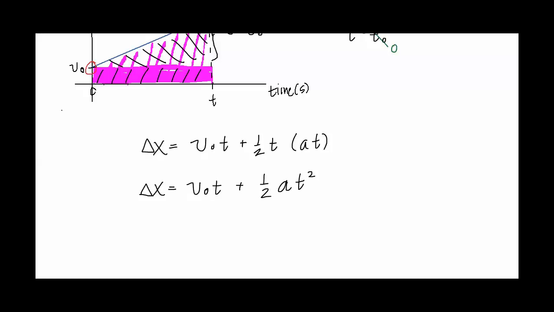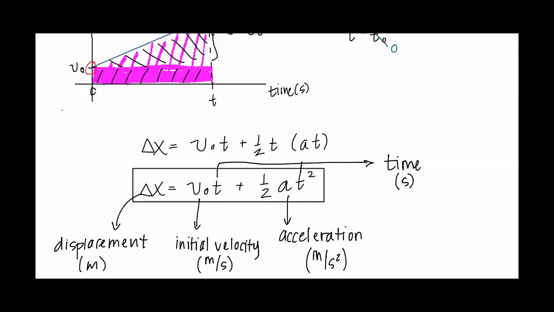Now notice, these are not falling out of the sky onto your page. These are not some equations that you've just read in a book. These equations, these two formulas as you might like to call them, come from using our graphs. Graphs are so very powerful. So delta x is your displacement, v naught is initial velocity, a is acceleration, t is time, and in SI units we'd have meters, meters per second squared, and times in seconds.